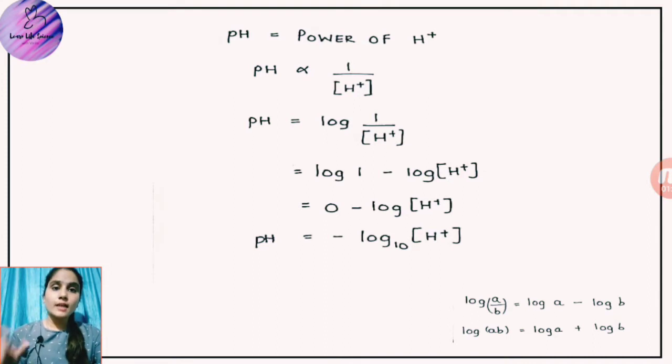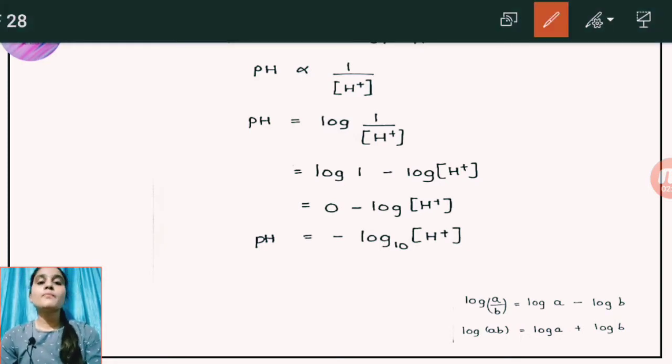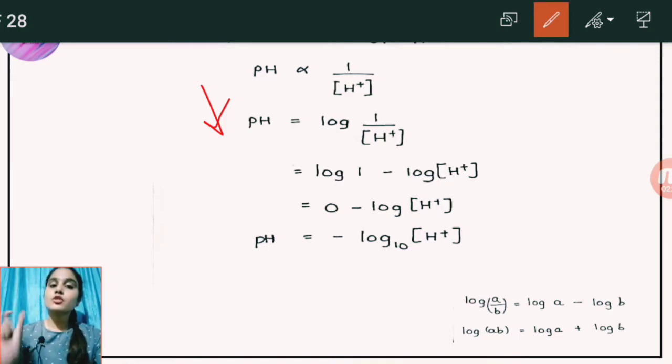Now, pH describes the power of hydrogen ion, the concentration of hydrogen ion in any solution. It is inversely proportional to the hydrogen ion concentration. What does it mean? If any solution contains maximum hydrogen ions, if the concentration of hydrogen ion is maximum in any solution, then the pH will be lower. As we all know, it is basic that the lesser the pH, the stronger the acidic nature. So the more the concentration of hydrogen ion, the lesser the pH, and vice versa.